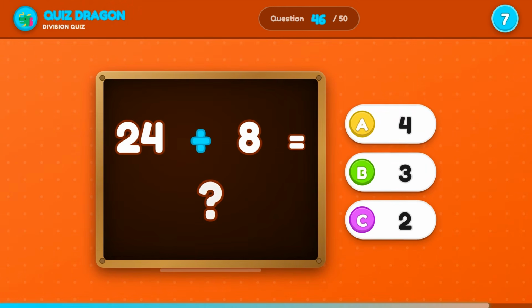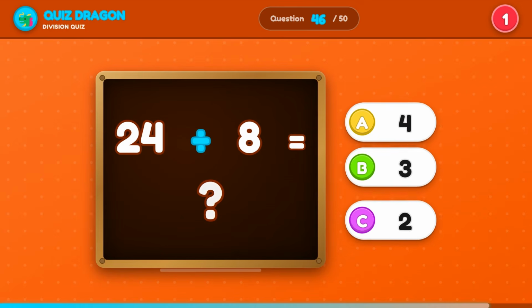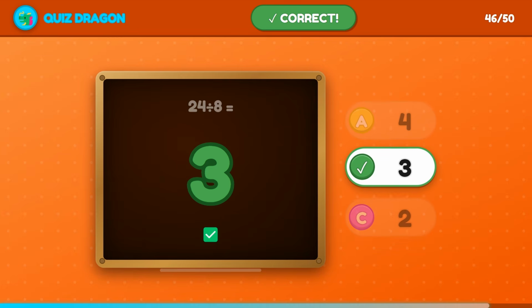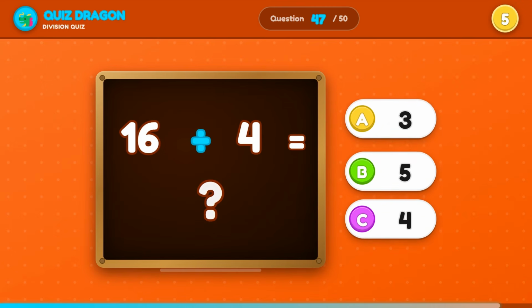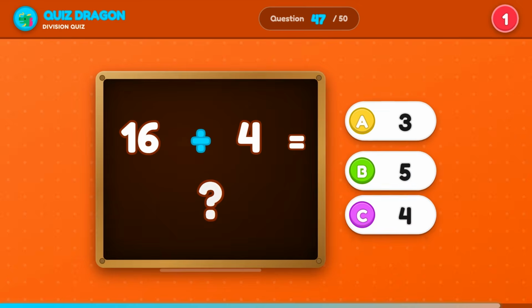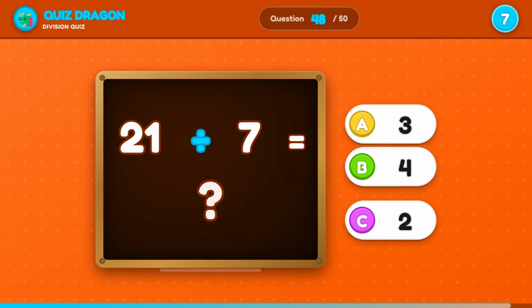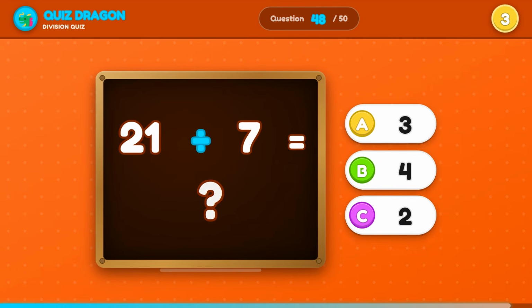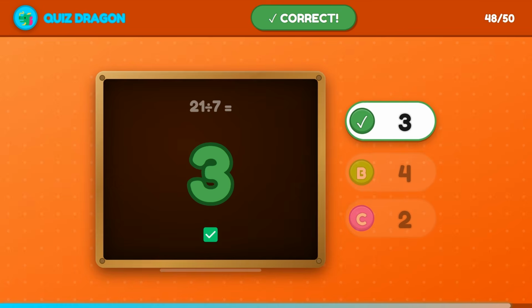Question 46. What is 24 divided by 8? The correct answer is B, 3. Question 47. What is 16 divided by 4? The correct answer is C, 4. Question 48. What is 21 divided by 7? The correct answer is A, 3.